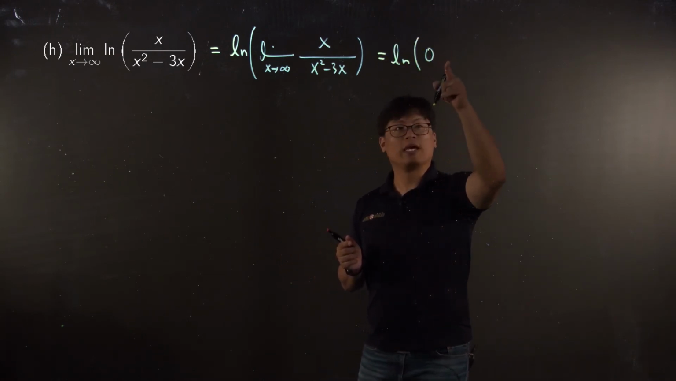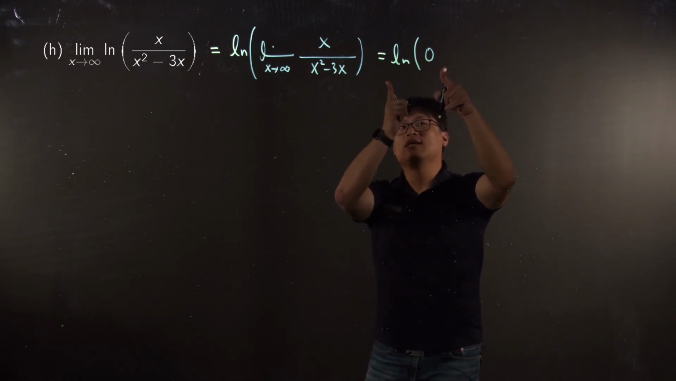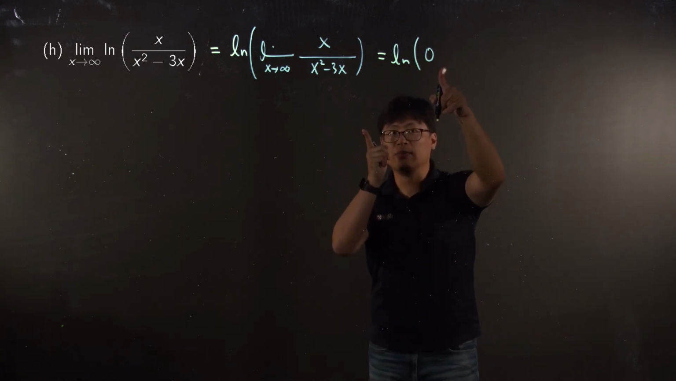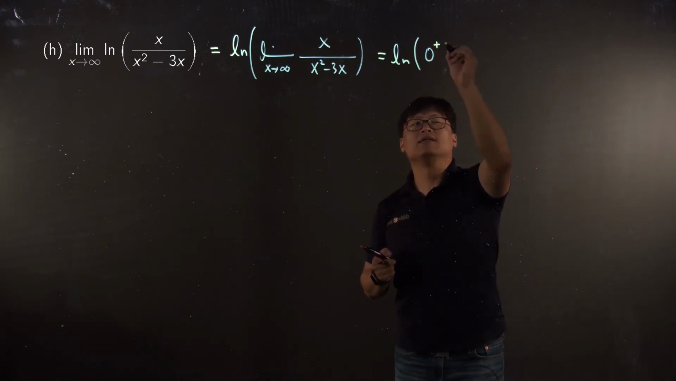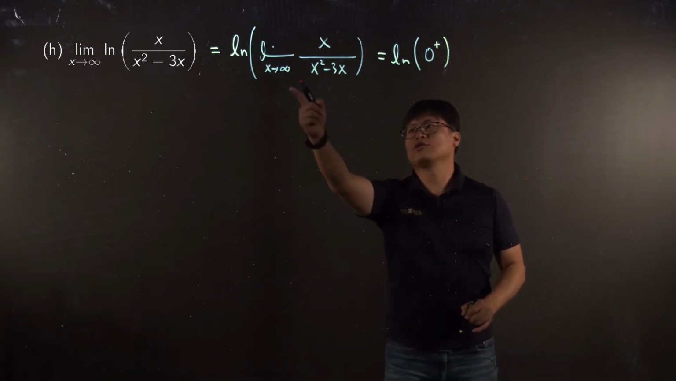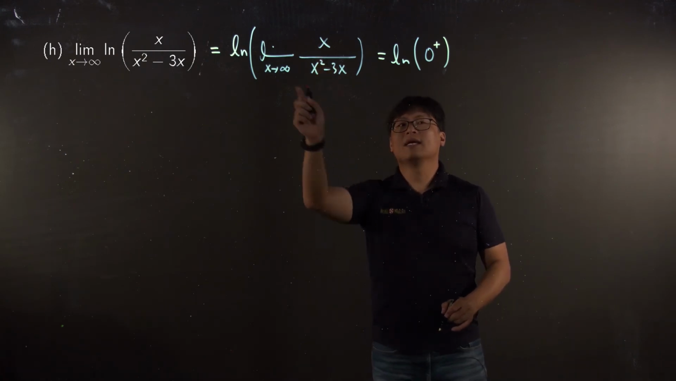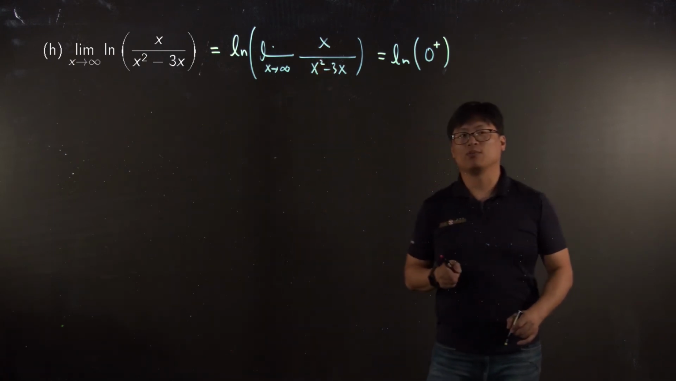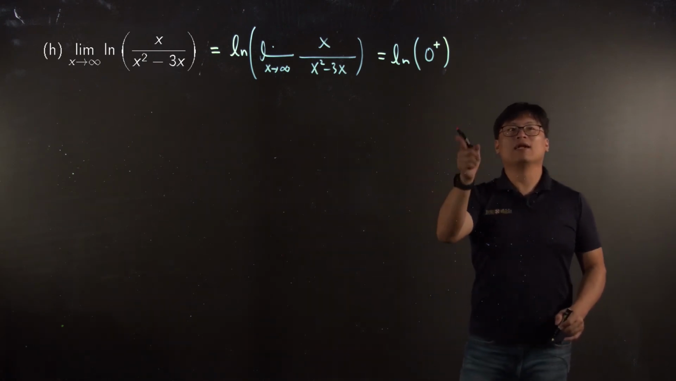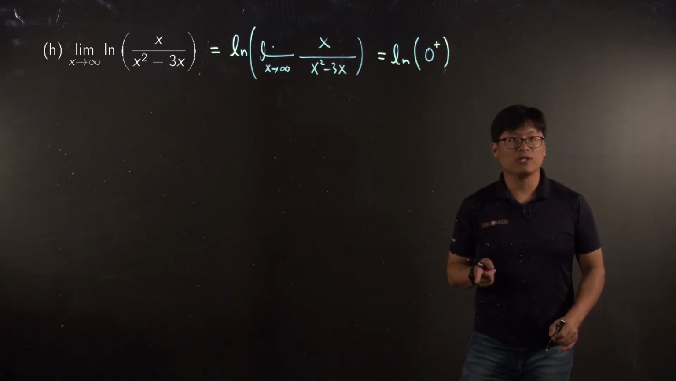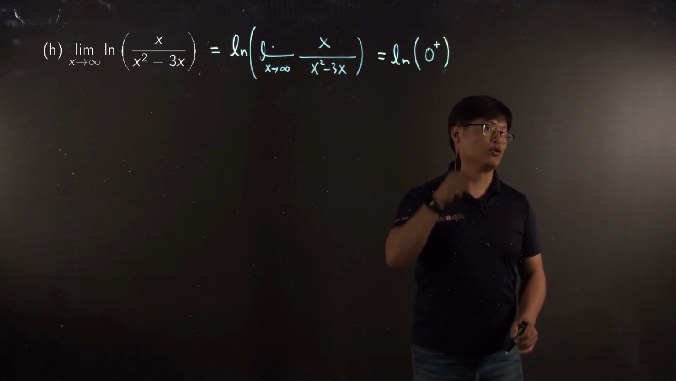But wait a minute, we cannot write it this way. It is 0, but keep in mind this is a limit, which means getting close to 0. Then we can say 0 positive, because as x goes to infinity, it is basically 1 over x. Since x goes positive, it will be 0 plus. Do you know why I wrote it this way? 0 is not in the domain of your log function, but 0 plus is.